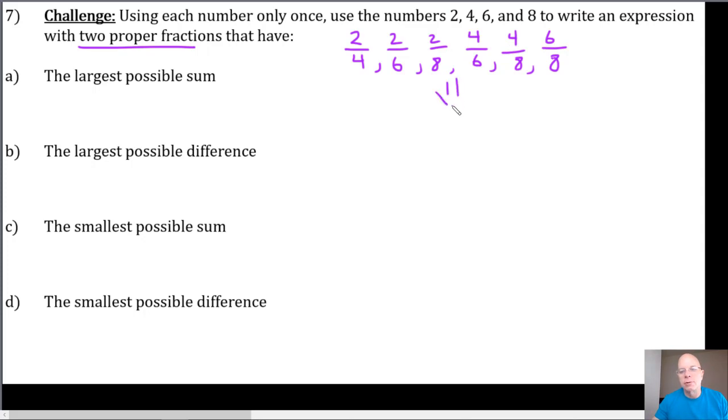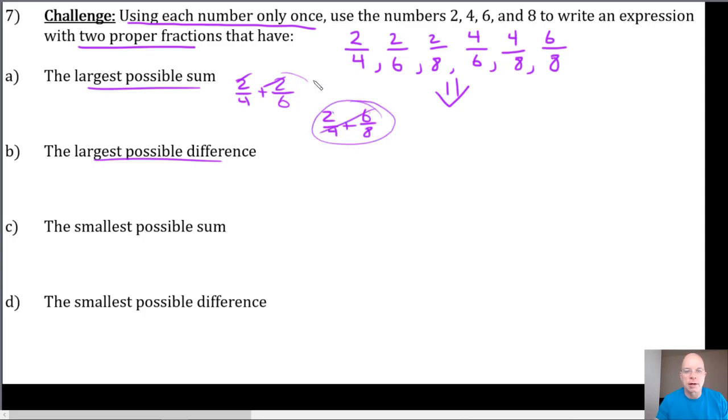I would recommend, if you're doing this, the next step would be to convert these all into equivalent fractions with like denominators, so they're more easily compared, and then try to find the two that you can combine to find the largest possible sum, largest possible difference, etc. But keep in mind that the other restriction is that you're using each number only once. So for example, you couldn't do 2/4 plus 2/6 because you would be using the 2 twice. You're looking for something like 2/4 plus 6/8. I'm not saying that's the answer, but I'm just saying you see that each of the digits is used only once. That's the type of thing that they're talking about.